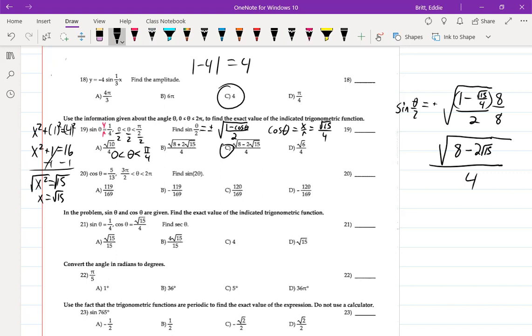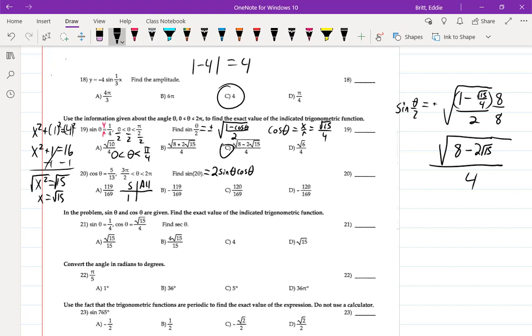All right, for the next problem, I want to know what the sine of 2 theta is. So I need to look at my double angle formulas. And if you look at your double angle formulas, you can see that sine of 2 theta just has one formula. It's equal to 2 sine theta times cosine theta. In this problem, we were given what cosine theta equals to, and we were given where theta is located.